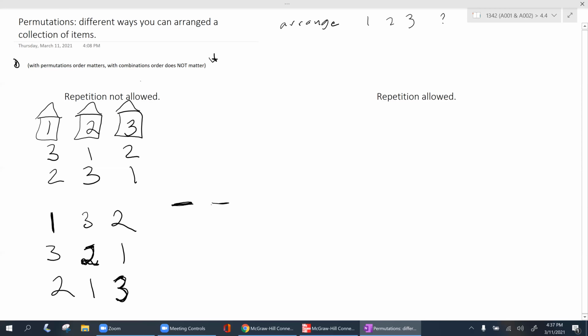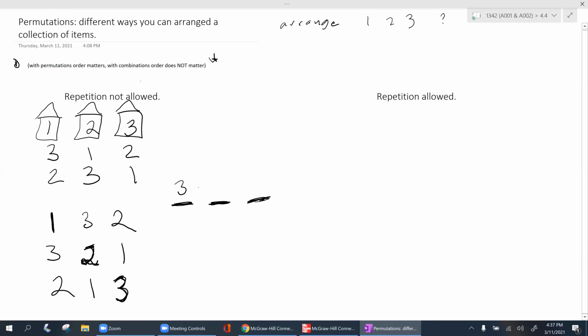So I have 3 available houses, right? And you're going to ask yourself how many, if repetition is not allowed. If repetition is not allowed, you're going to start off with the max number of elements that you have: 1, 2, and 3. I have 3 elements, I have 3 numbers there.